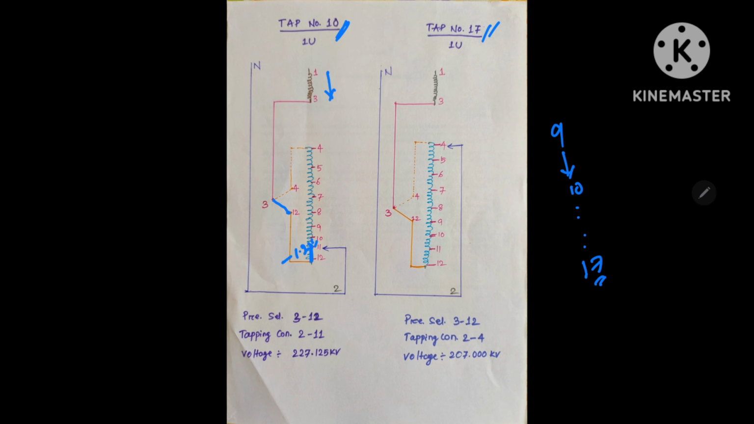So now the flux will be like this. You can see this is opposing. This direction is downside. This flux will be produced in the opposite direction. So the resultant will be 98.75%.